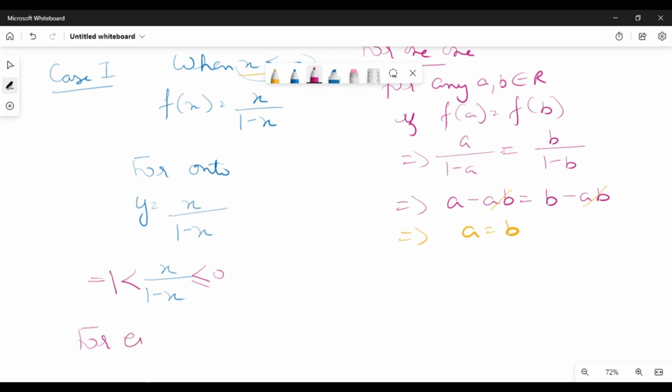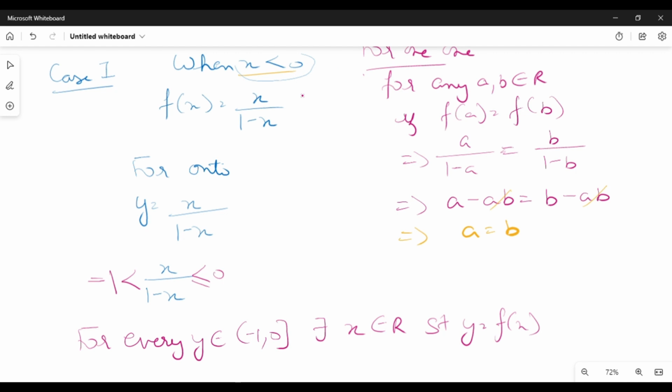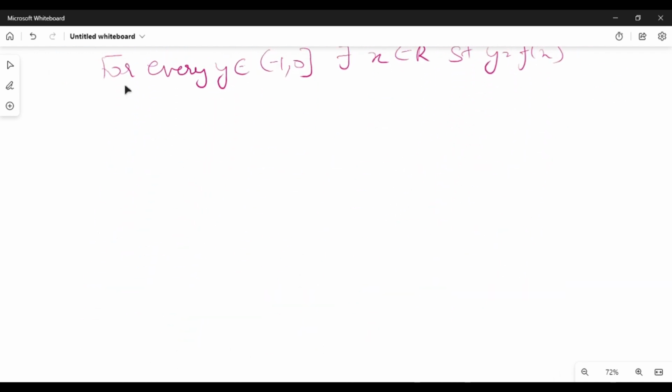For every y belonging to (minus 1, 0], there exists x belonging to R such that y is equal to f of x. So it is very clear that for this part, where x is less than 0, the function is 1-1 and onto. Now let us check the second case.